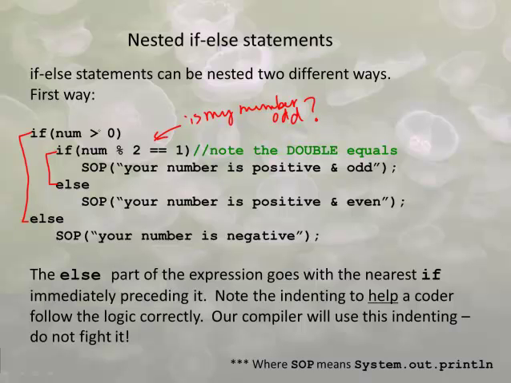If it's greater than 0 and it's odd, then your number will be positive and odd. Else, if it's greater than 0 but it's not odd, it must be even. Remember, no Boolean test here. SOP, your number is positive and even. This comes into place if this Boolean expression was false. If it wasn't greater than 0, your number would be negative, or 0.